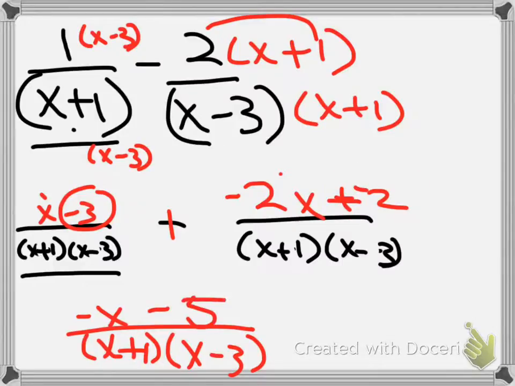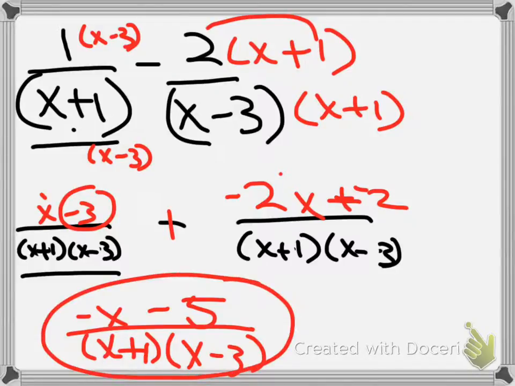Nothing can reduce. I can't cancel. There's not a negative x minus 5 on the top or anything. So I am done. This isn't really that bad.